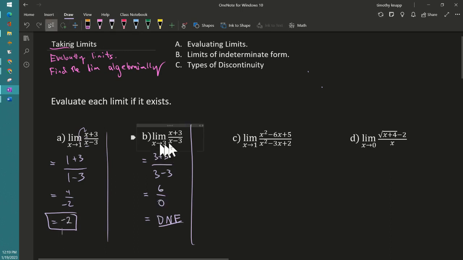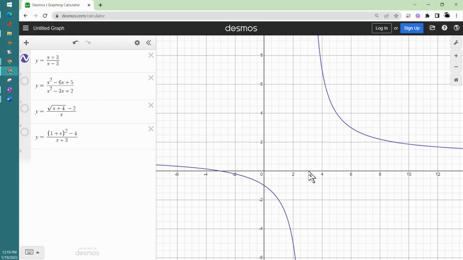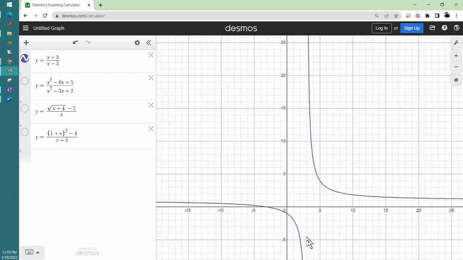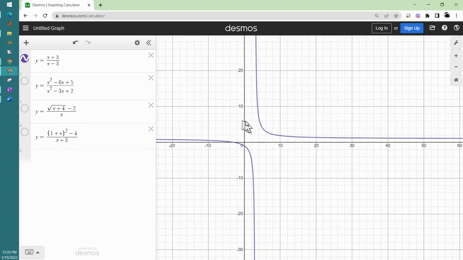So then why does this limit not exist? Let me go to my graph and approach x equals 3. At x equals 3, which is right here, I'm going to try and approach the graph. Oh, look at this. As we know from last year, this is a graph with an asymptote right at 3. So therefore, the left-hand limit approaches negative infinity and the right-hand limit approaches positive infinity. So that's why the limit doesn't exist right there.